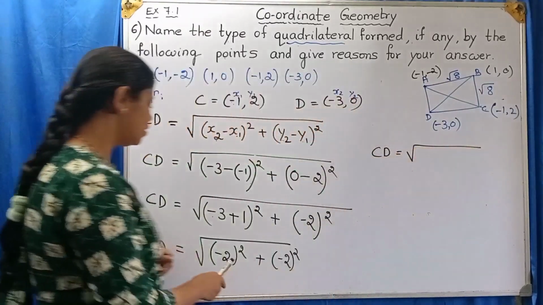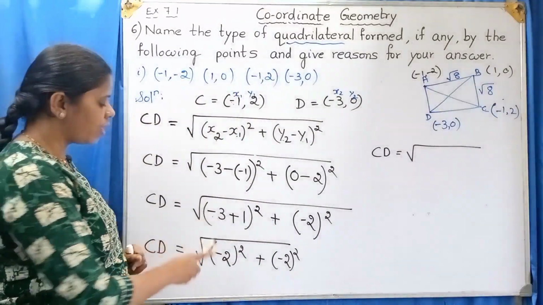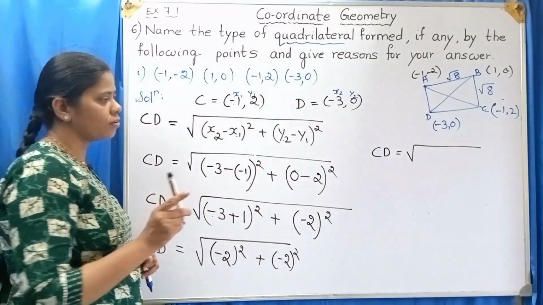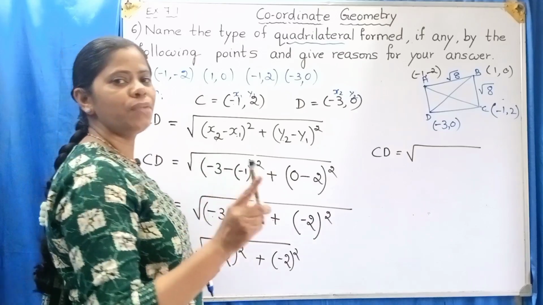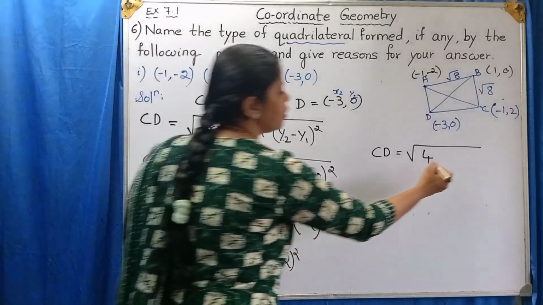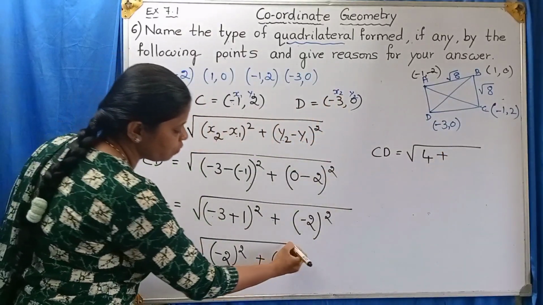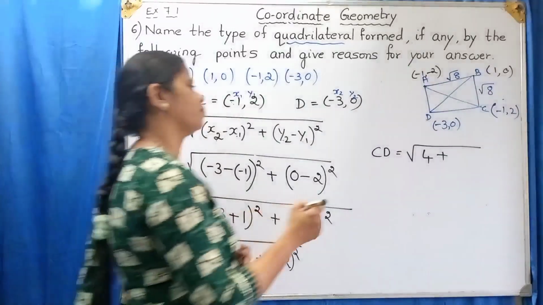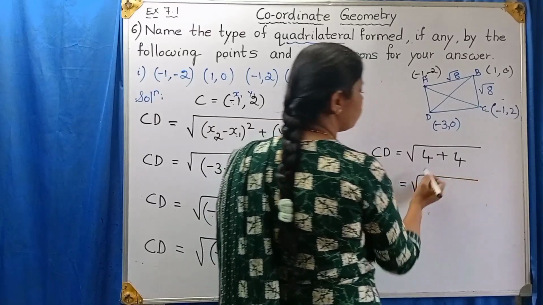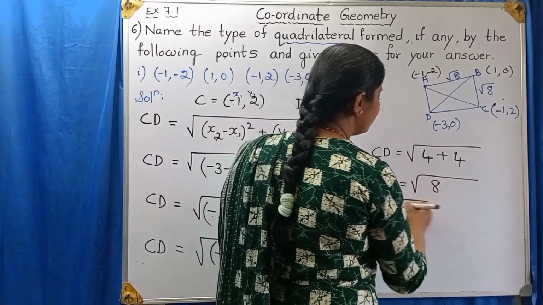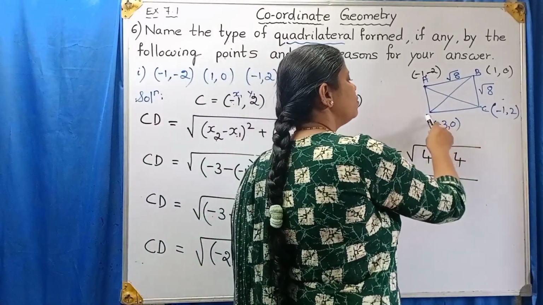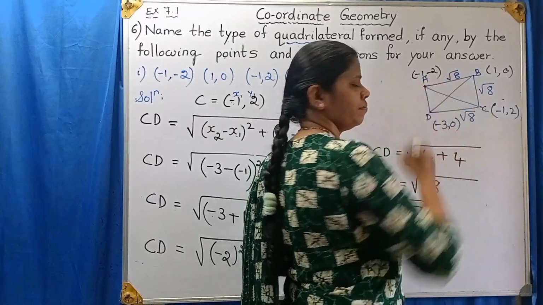CD is equal to square root of, say, minus 2 square means what? Minus 2 it is present 2 times. That is minus into minus is plus. 2 2s are 4. Therefore minus 2 square it will become plus 4. Right? Then for this plus let us write plus. Again minus 2 square is what? Plus 4. Okay. Therefore CD is equal to square root of 4 plus 4 is 8. The distance between CD is square root of 8. See here, the distance between CD is square root of 8.